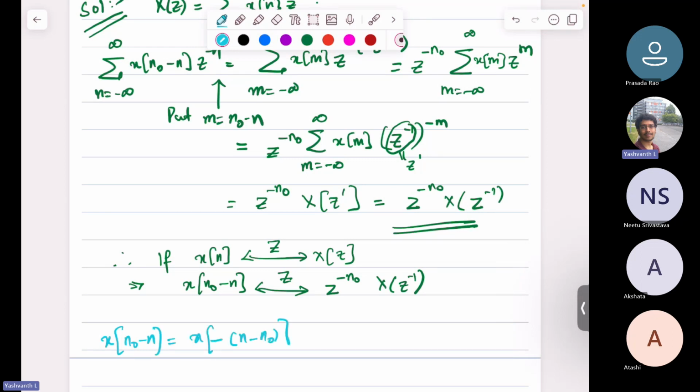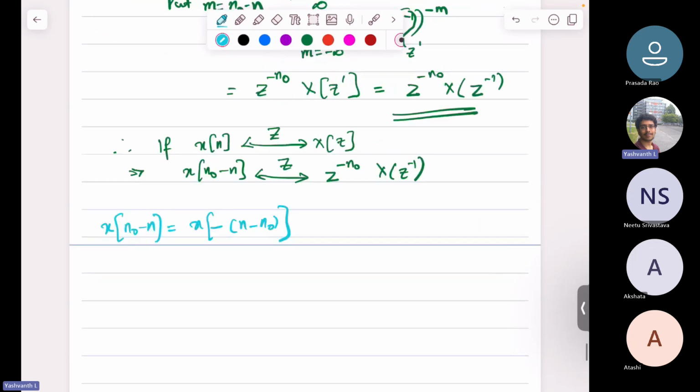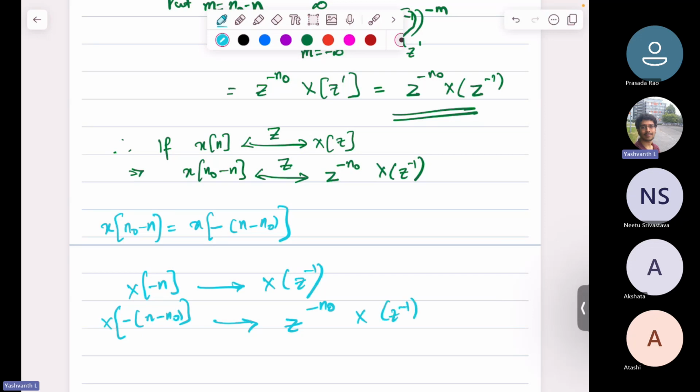That means what are you doing? You're basically first applying a negative axis. So if you have x of minus n, that will give rise to x of z inverse. And then on top of that, you are adding another delay, right? So you should have a corresponding delay, z power minus n naught into x of z inverse, okay, which is the same as what we did above.